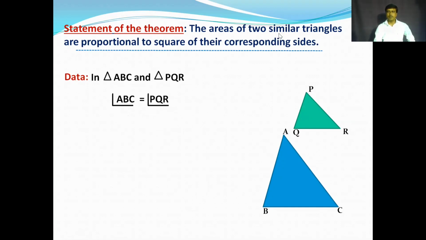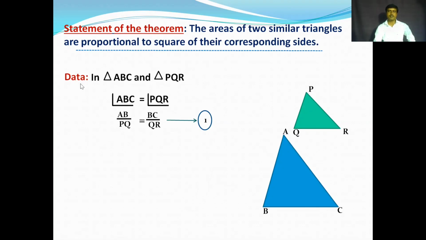And similar means the sides must be in the same ratio. That means the sides must be in proportion. Out of the three sides, let me take any two sides which are in proportion. So here AB and PQ are the corresponding sides, their ratio, and the second side I am taking BC and QR. They are in the same ratio, that means they are in proportion. Let us give the number to this as equation 1. So this is the data.